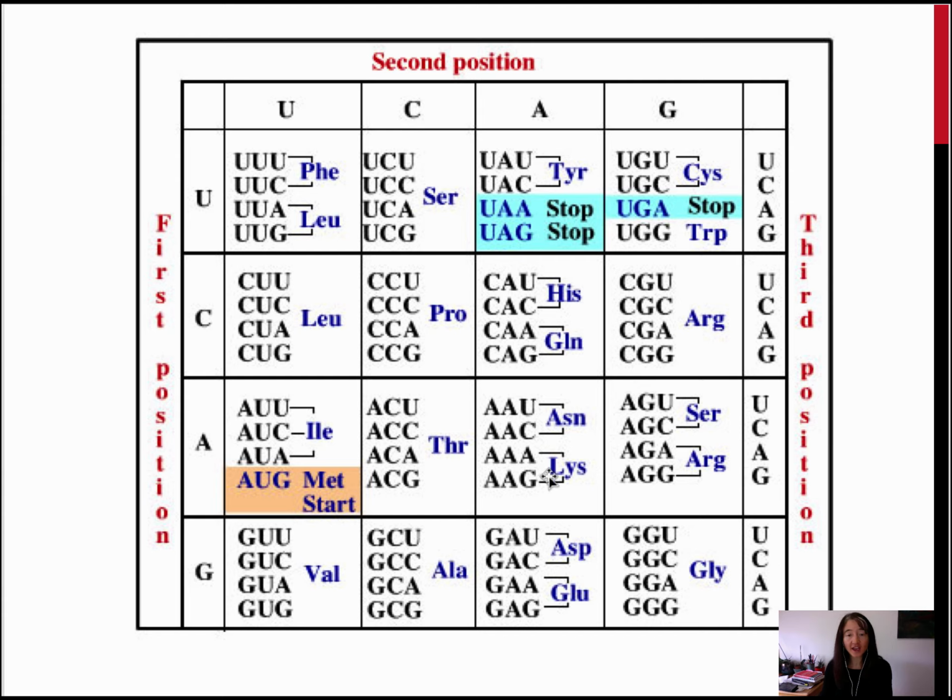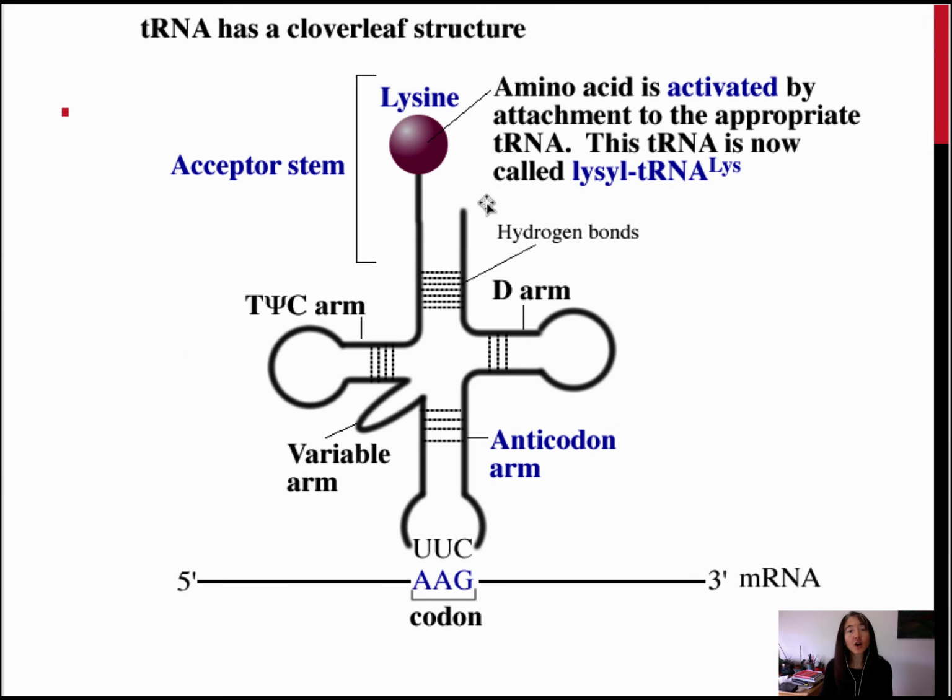Well, that tRNA is therefore going to carry lysine and pair that codon with lysine. So notice that on the acceptor stem of the tRNA, lysine is the amino acid that is carried on that tRNA. So the tRNA is adapting the codon to the amino acid and allowing for that pairing to take place.